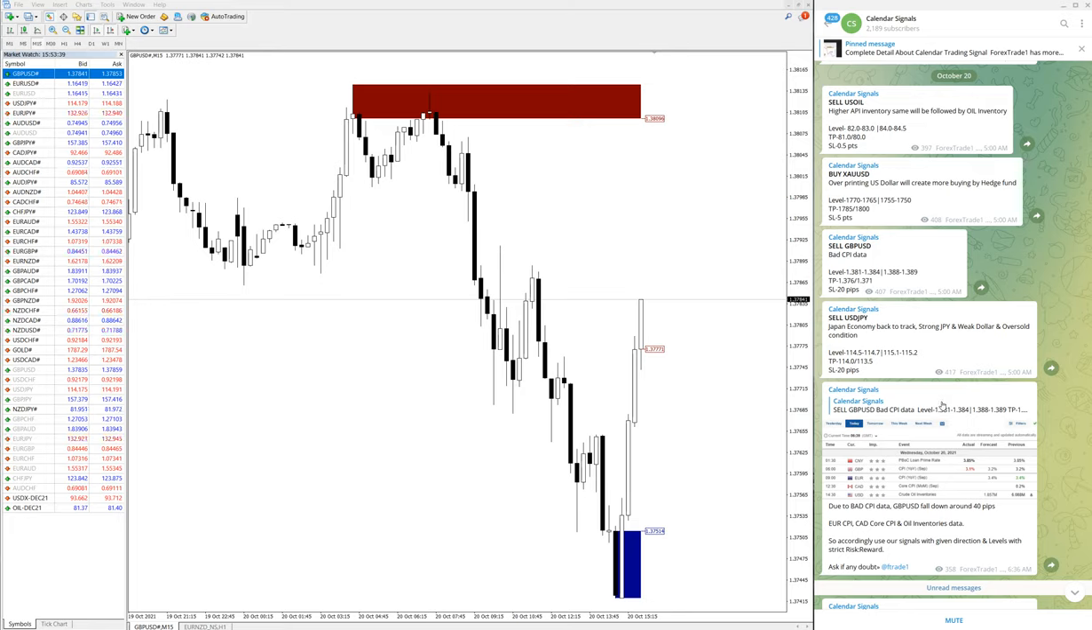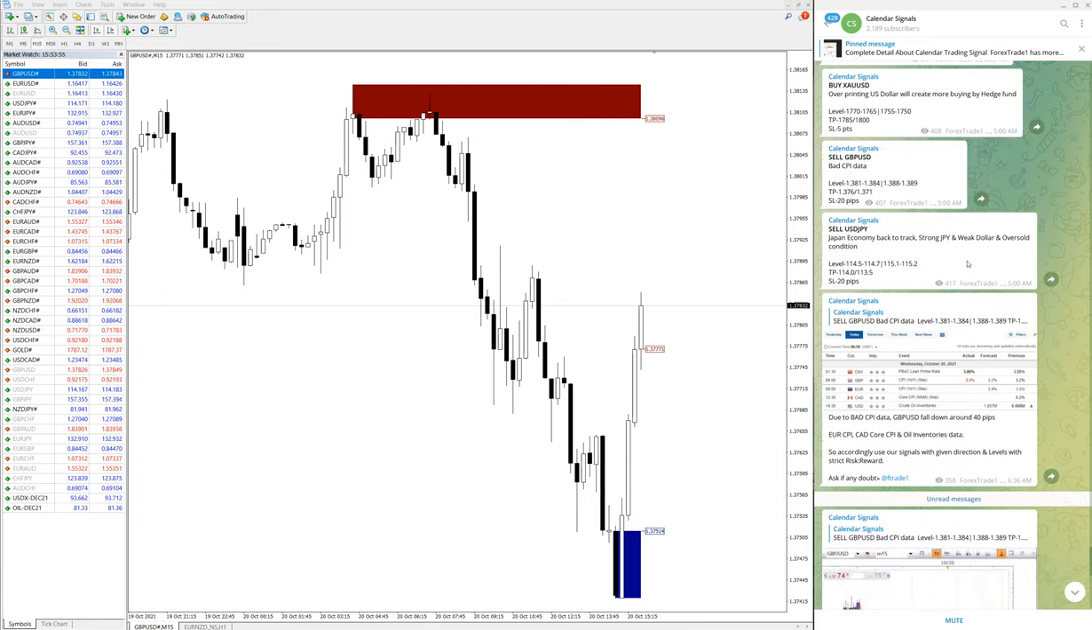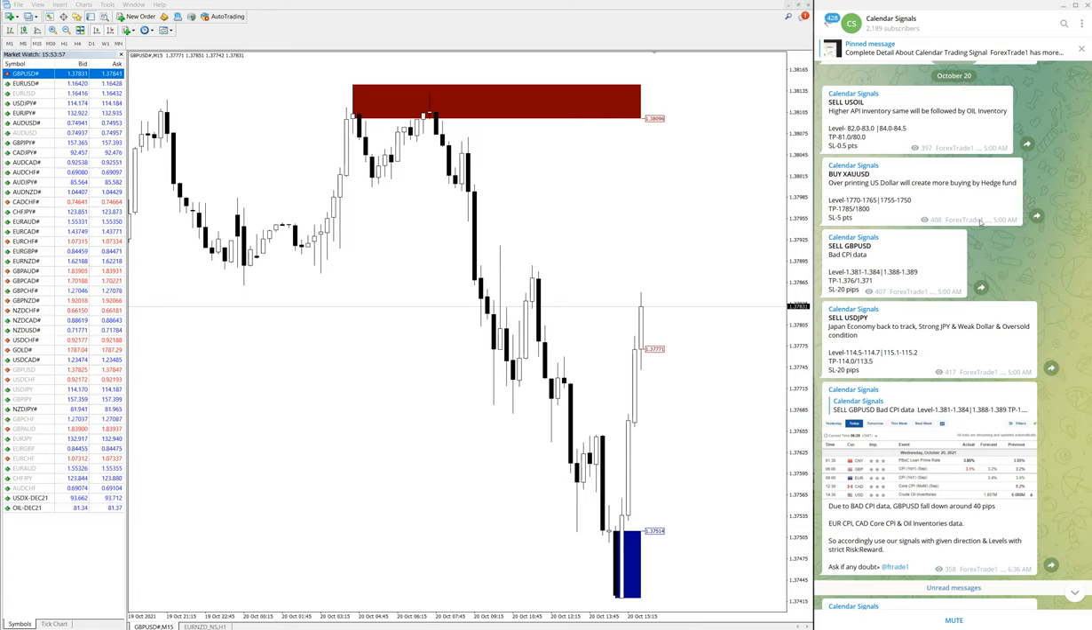Today we are going to show you the performance of our today's calendar signal. On the right hand side, this is our Telegram channel, and here the MT4 terminal is open. On the right hand side you can see the date pop up here, October 20, which is today's date. And today we have given sell USOIL, buy XAUUSD, sell GBPUSD and sell USDJPY. We will show you the performance of each signal one by one.